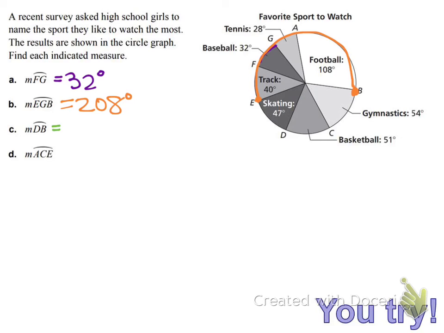DB is a minor arc, so we start at D and we go directly towards B. So you add 51 and 54, which makes 105. And then last ACE, starting at A, go towards C. So am I going to go left or right? To the right, towards C, and end at E. Add 108, 54, 51, and 47, and you get 260.